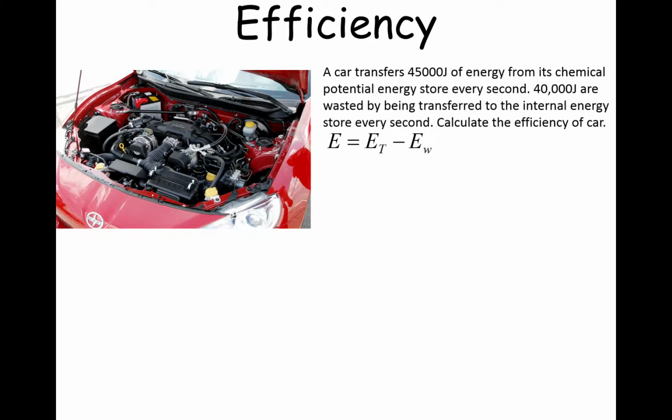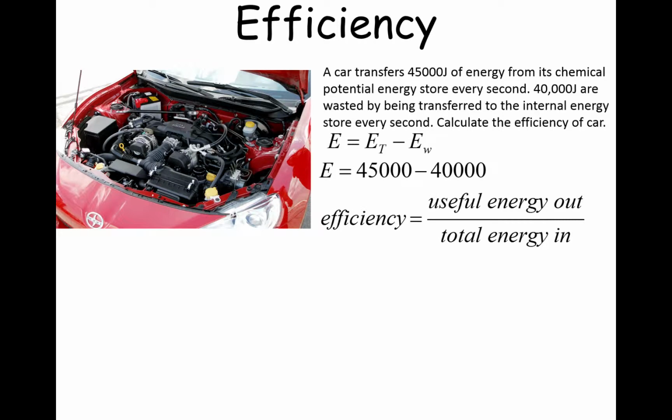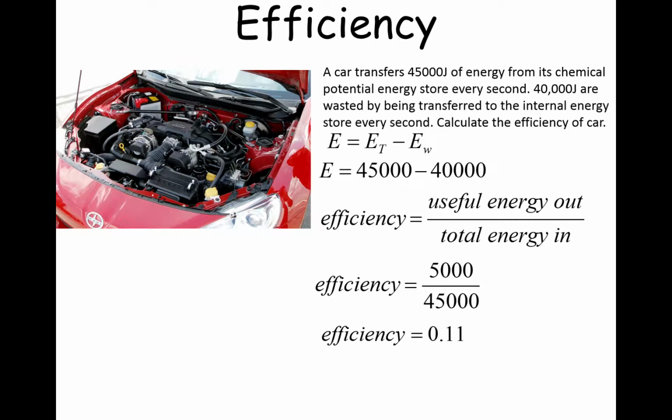Well, the useful energy is equal to the total energy subtract the wasted energy. The total energy, that's the energy in, was 45,000. We subtract the wasted energy, which is 40,000. And so what we have is 45,000 minus 40,000. That will give us 5,000 joules out. So we have 5,000 joules of useful energy divided by 45,000 in total energy. That gives us an efficiency of 0.11. If we change that to a percentage, we have an 11% efficient engine.